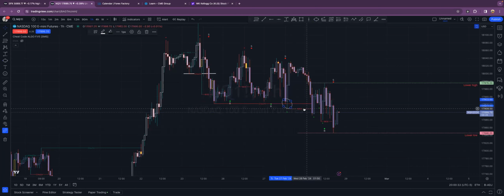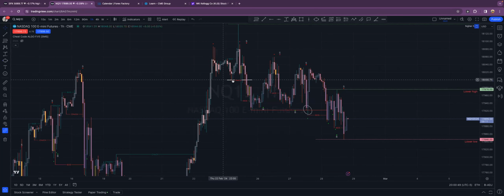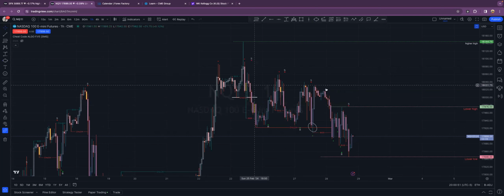So that's why you got these little small BOSs, break of structure, because of these internals. When you had this nice solid one, these represent the external. So when they've done all of that, that's when they start shifting the market slowly downwards, right? But those are the keys you pay attention to: how they're acting with the internal structure and the external structure.